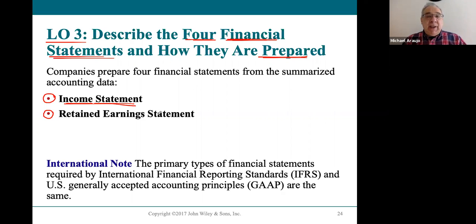Now, here is something that you need to understand. There are interchangeable terms in accounting. Remember, the term income statement basically tells us whether we had a profit or loss. So the word income is synonymous with profit. Guess what other word is synonymous with profit? The word earnings. The word earnings means profit, which means the word earnings also means net income.